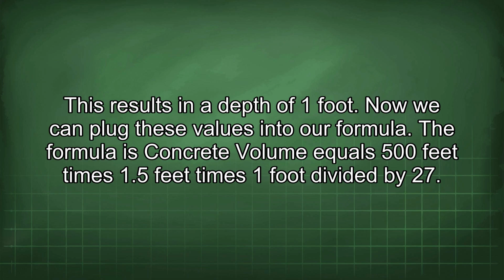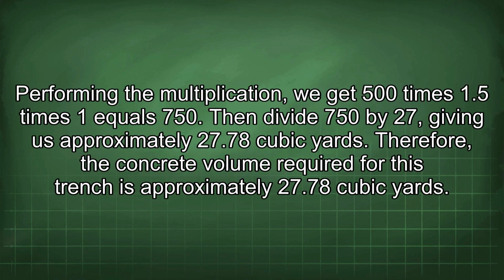Now we can plug these values into our formula. The formula is concrete volume equals 500 feet times 1.5 feet times 1 foot divided by 27. Performing the multiplication, we get 500 times 1.5 times 1 equals 750. Then divide 750 by 27, giving us approximately 27.78 cubic yards. Therefore, the concrete volume required for this trench is approximately 27.78 cubic yards.